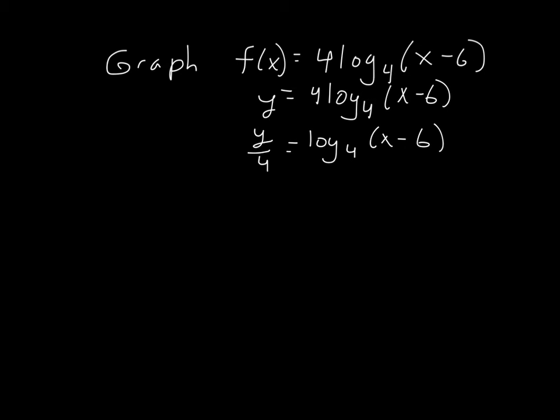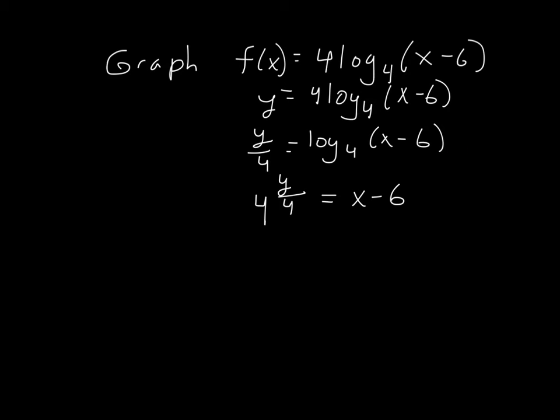Now we can do our converting to exponential. So we have 4 to the power of y over 4 equals x minus 6. Let me explain that one more time. The base of the log to the power of the stuff on the other side of the equation always will equal this part right here.